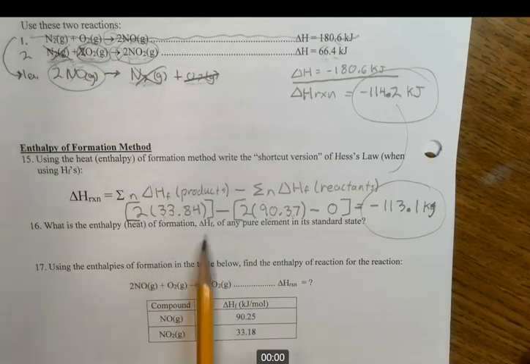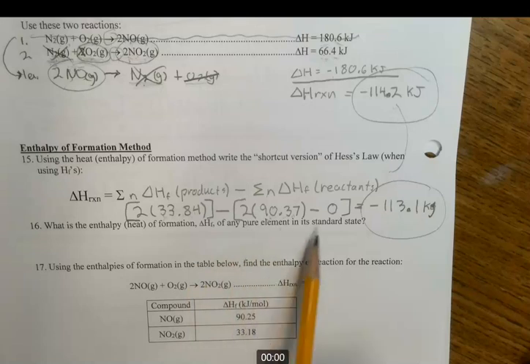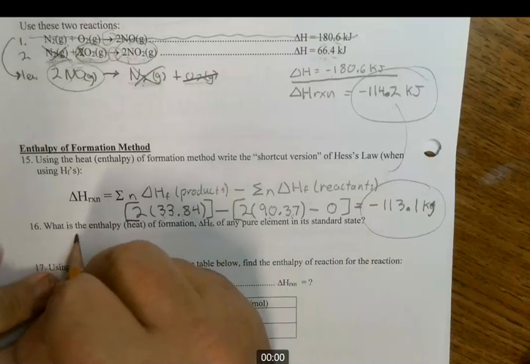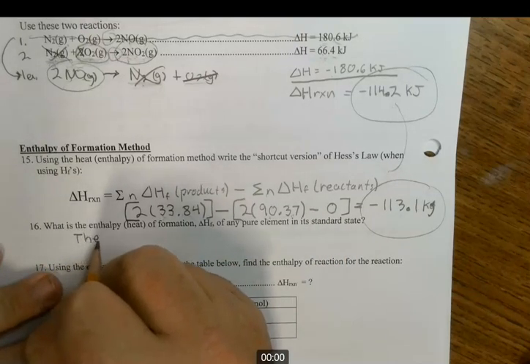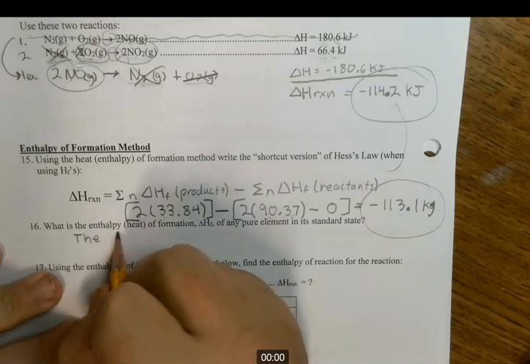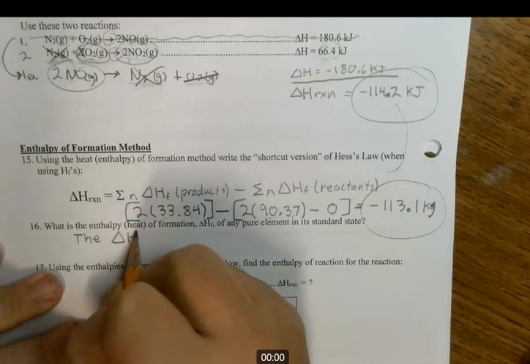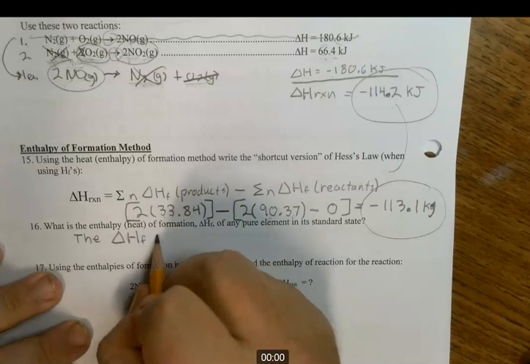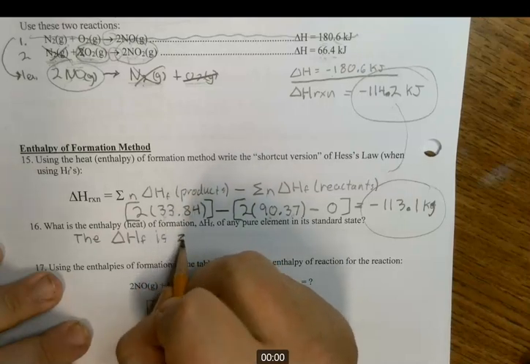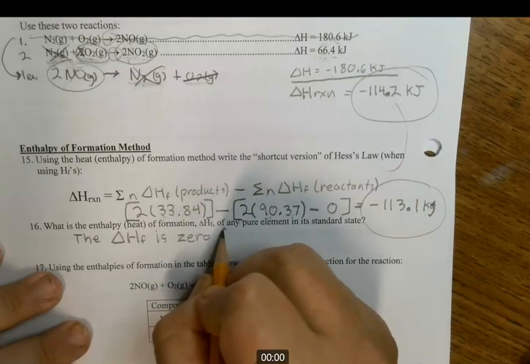So what is the enthalpy heat of formation of any pure element in its standard state? So the enthalpy, and you can just use symbols if you know them by now, delta H of F is 0 for pure elements.